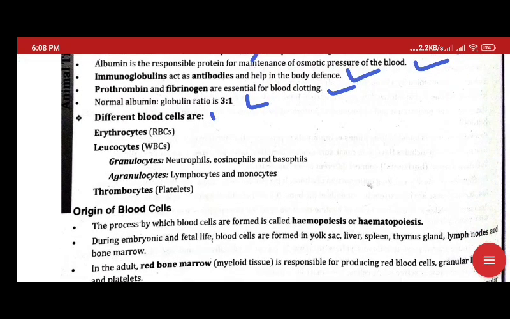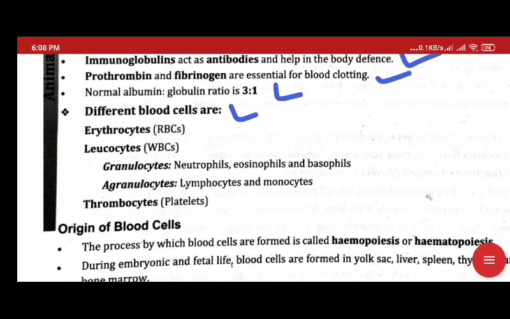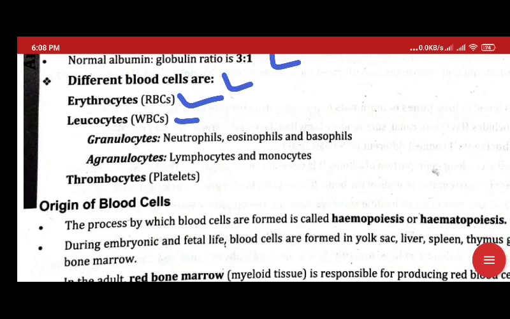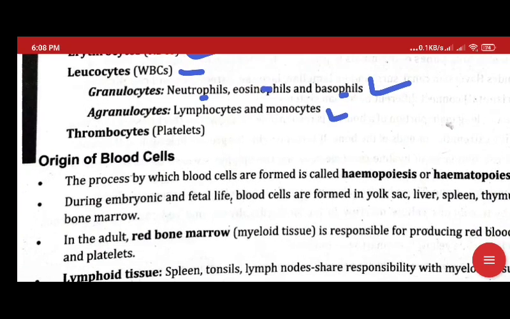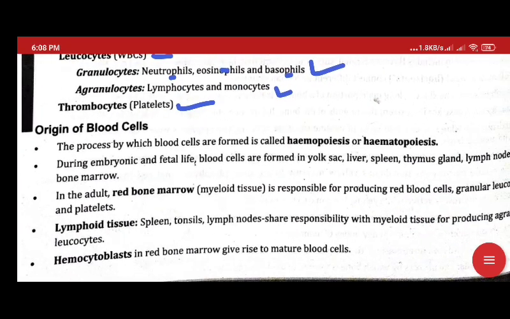Now the different blood cells are called formed elements, we have studied in the chart. So here is RBC, that is called erythrocyte, WBC called leukocyte. Granulocyte means granules are present, WBC that is BEN: basophil, eosinophil and neutrophil. Agranulocytes have no granules, that is ML: monocyte and lymphocyte. Thrombocyte, that is platelets. Now the origin of blood cells.